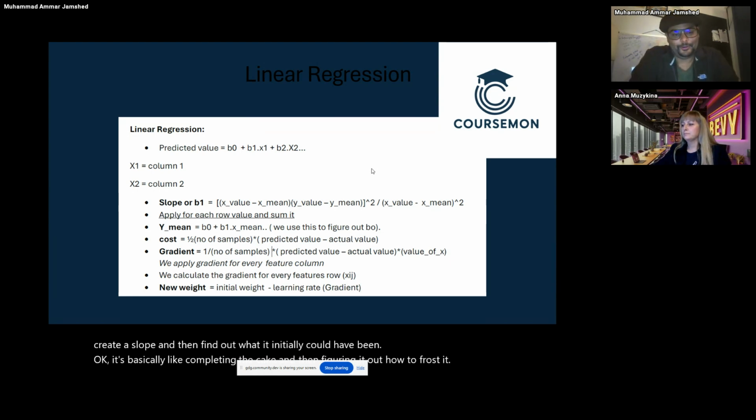And then these are the formulas of cost and gradient. This part, though, I think all of you have already done in 8th and 9th grade math. Cost basically is the error of the machine learning. Gradient is the change taking place with every new predicted value.